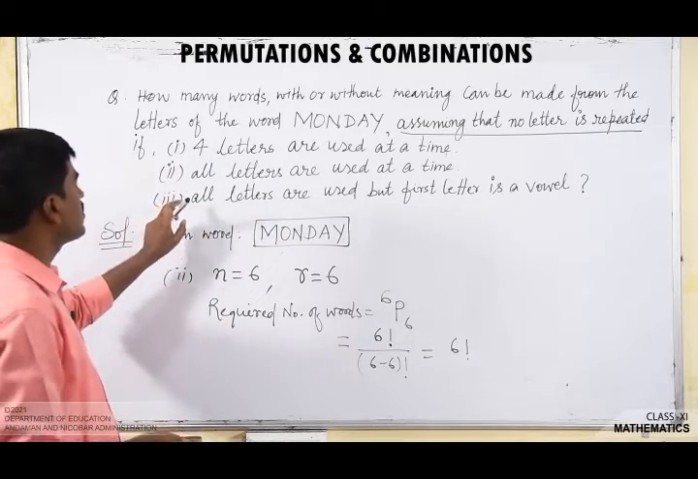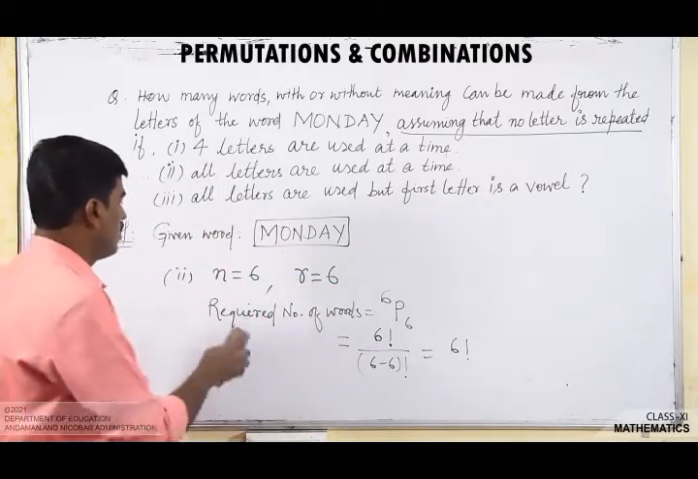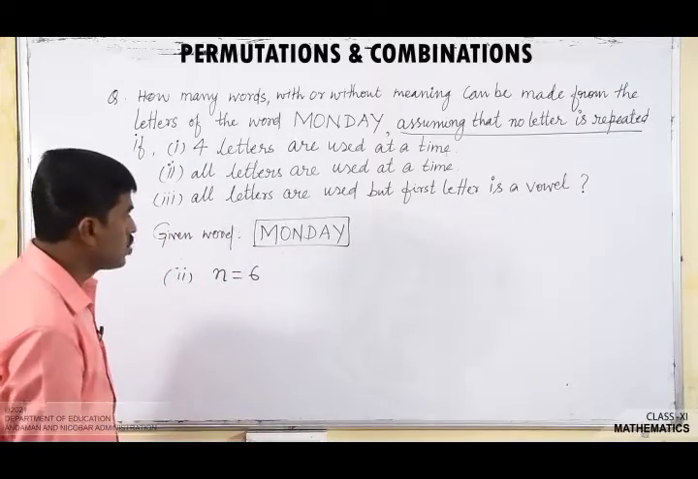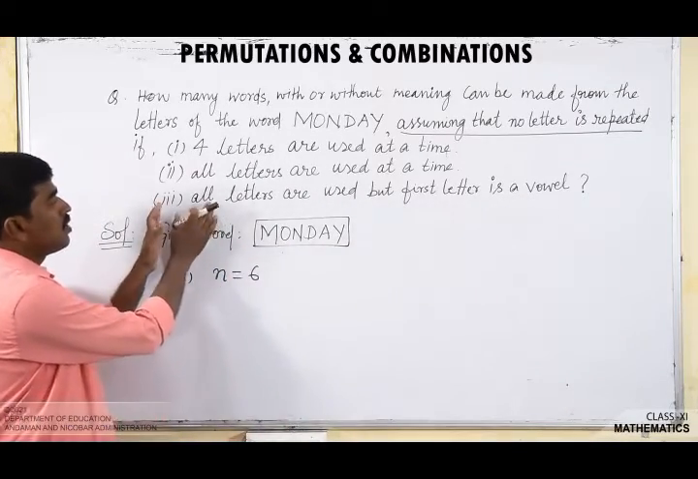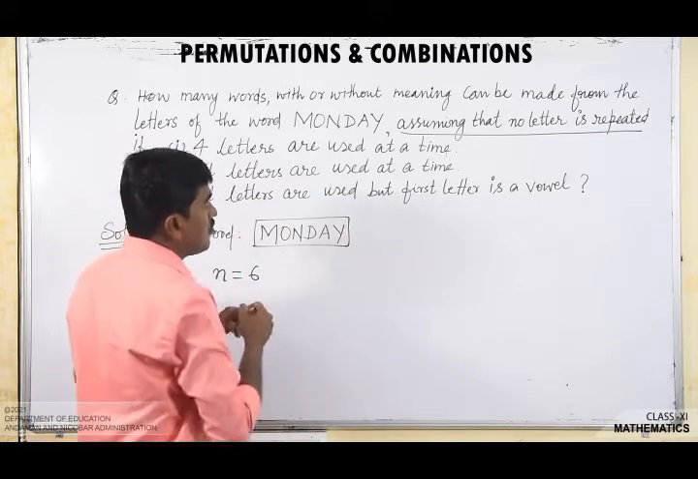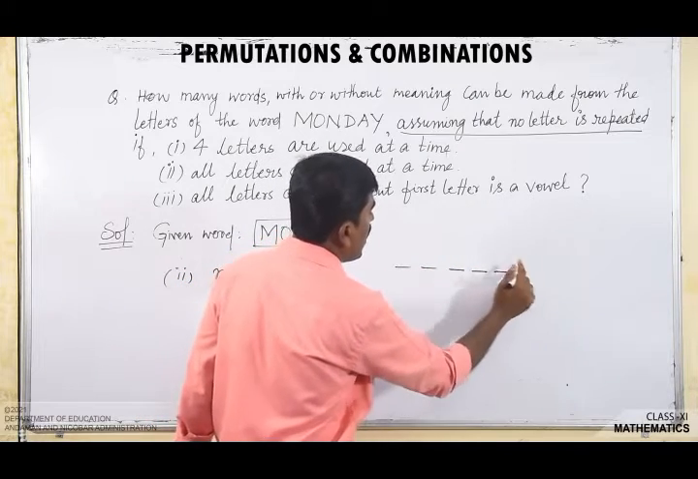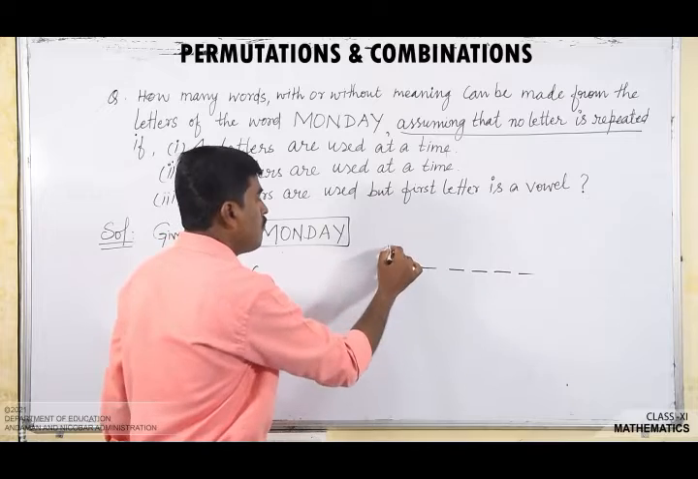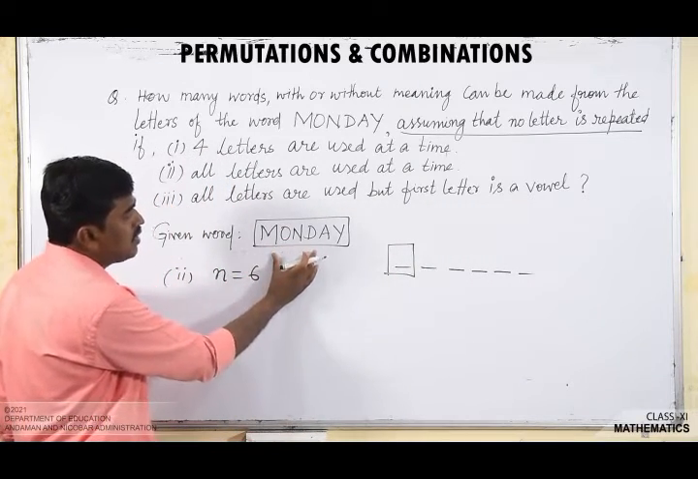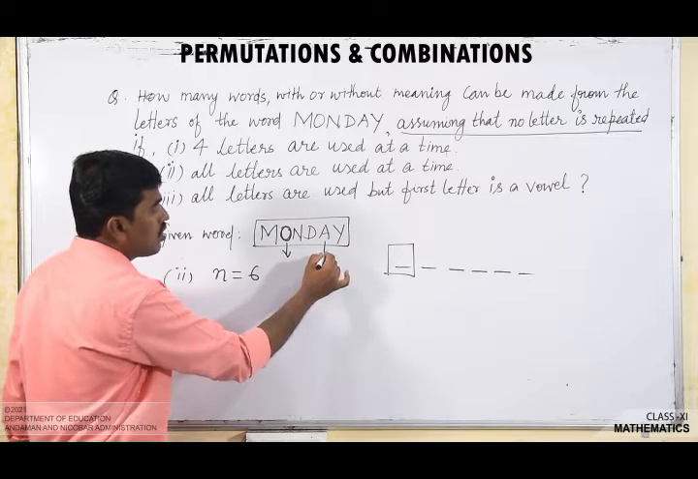The third part is, all letters are used but first letter is a vowel. All letters are used, here the total number of letters is 6. Now the question is, all letters are used but first letter is a vowel. How many letters are there? There are 6 letters, that means we have to fill 6 places. Now first letter is a vowel means, how many vowels are there in this word Monday? There are 2 vowels. O is a vowel and A is also a vowel.